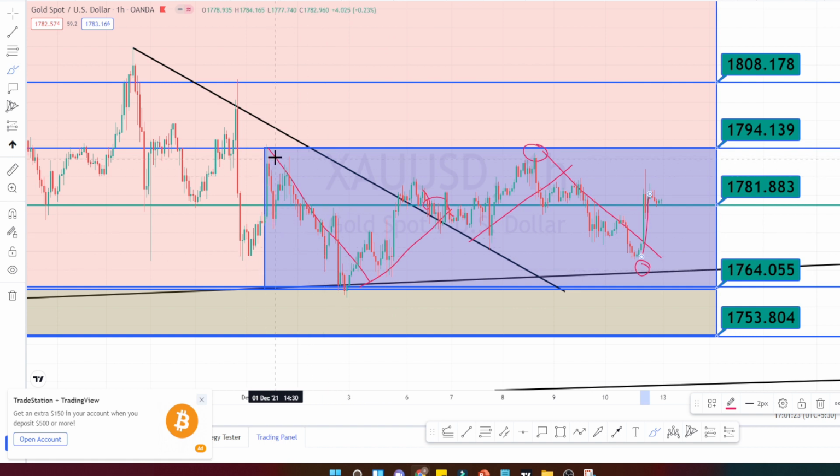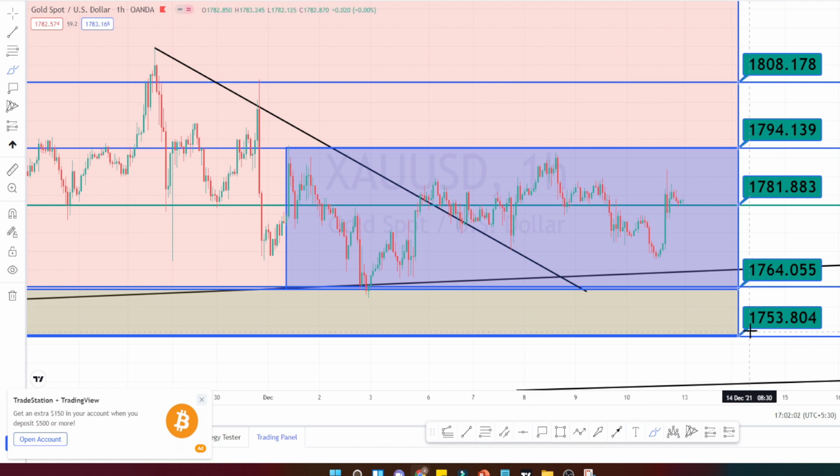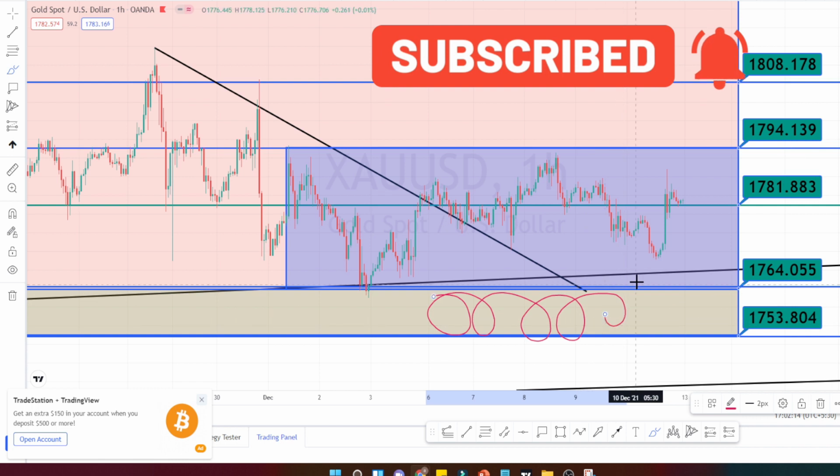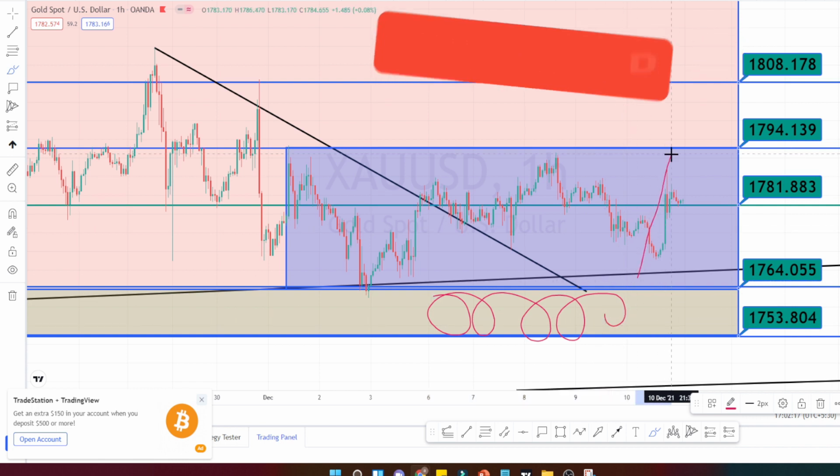So current price action is actually consolidating within this support and resistance level of 1764 and 1794. I have drawn a resistance line also. It has been respecting this resistance line very well, and also we have a very strong support level on the bottom, which is from 1764 to 1753. Whenever price touches this level, we can expect the market to bounce back and start its bullish trend.